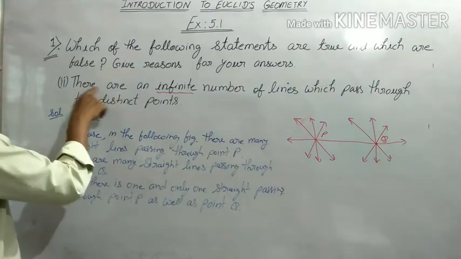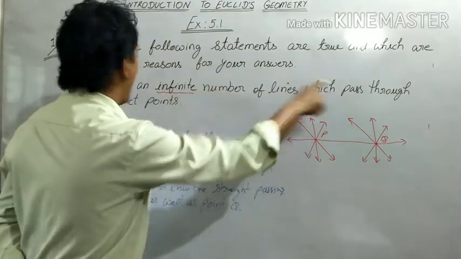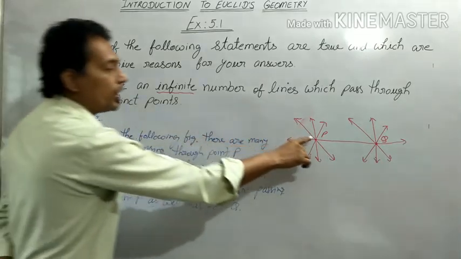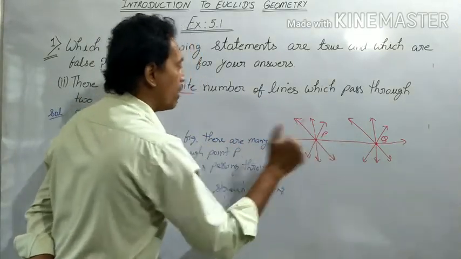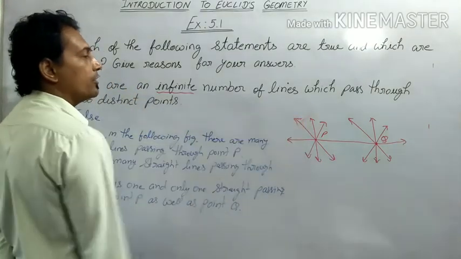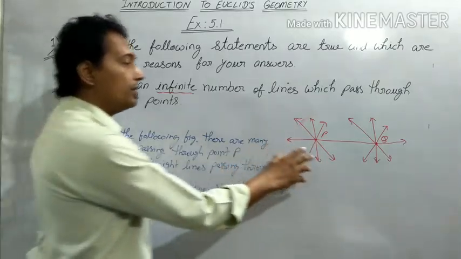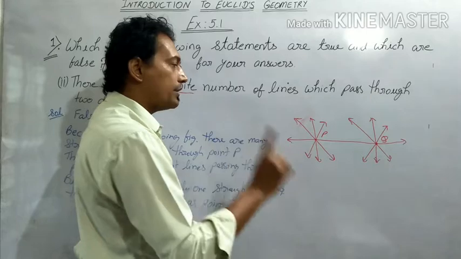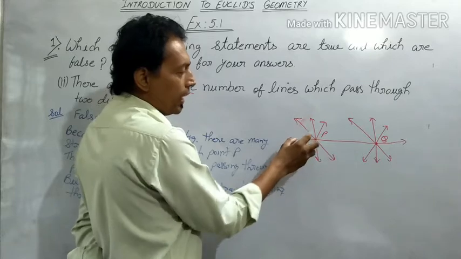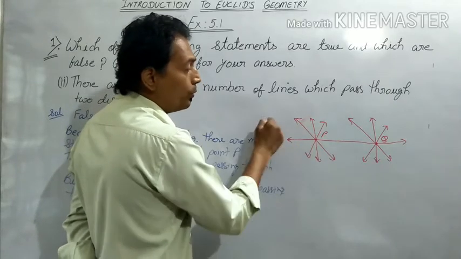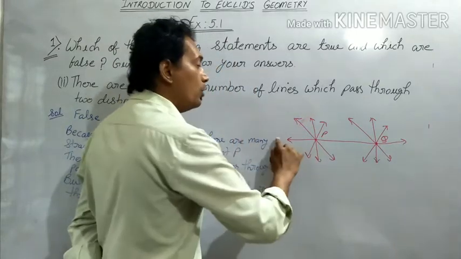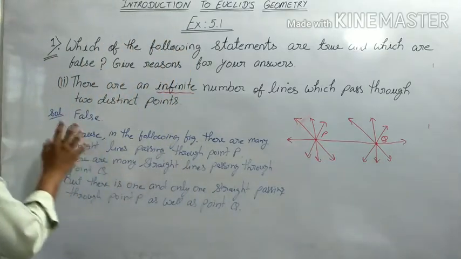The statement says there are an infinite number of lines which pass through two distinct points. So if we have two distinct points, means two separate points P and Q. These are two separate points. Then the statement says that there are infinite number of straight lines which can pass through these two points. Now if we see the figure, students, there is only one line which is passing through point P and also through Q. Okay, but if we separately check the point P, there are so many lines passing through point P and there are so many lines passing through point Q, but there is only one line which is passing through both the points together. Okay, the answer you have to write it this way.